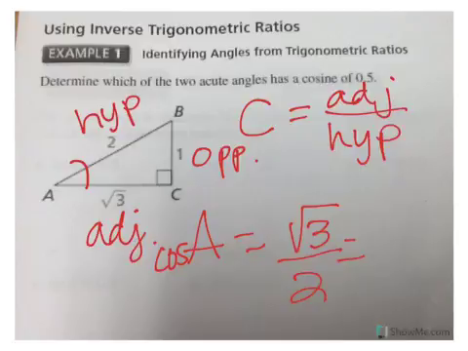So for angle A, cosine of angle A would be square root of 3 over 2. And when you do that in your calculator, you should get 0.866, so 0.87. That doesn't give us the 0.5 that we're looking for.